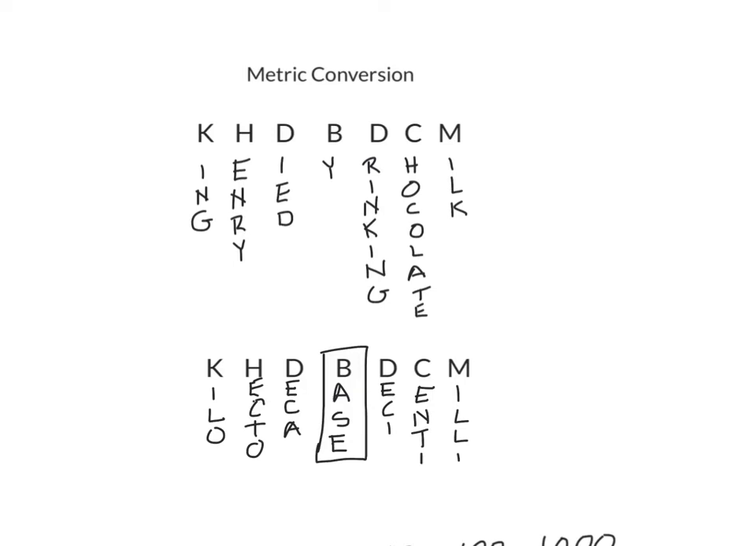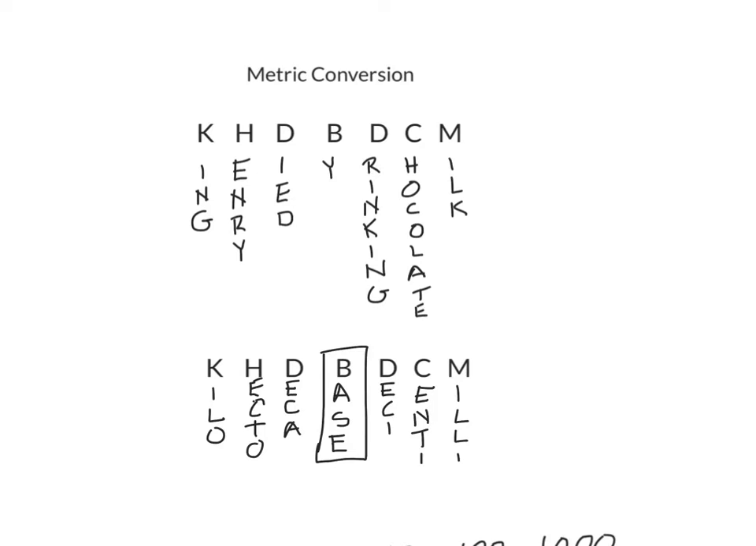Metric conversion. Now that you know how to do multiplying and dividing by powers of 10, we can talk about metric conversion. In the metric system, a lot of times they use meters or different things, and they're all related by powers of 10. So, for example, if we talk about a kilometer versus a meter versus a centimeter, those kind of things.